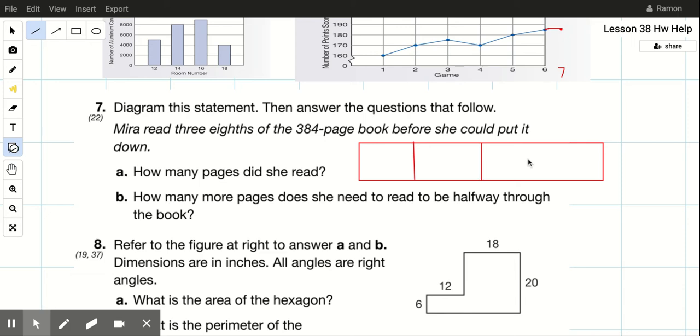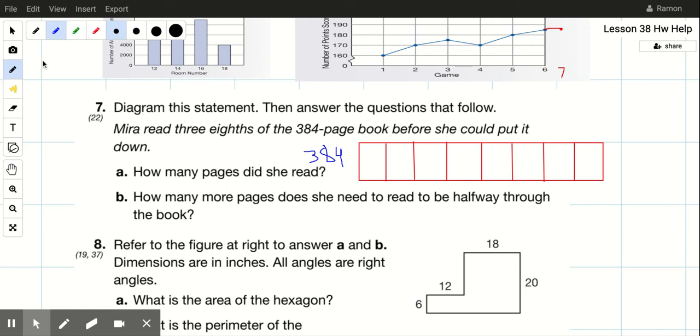So right there we have fourths again. And then we split each of those in half to get eighths. There we go. Now we do have a total of 384, which means that to find the value in each box, we need to divide 384 by 8.